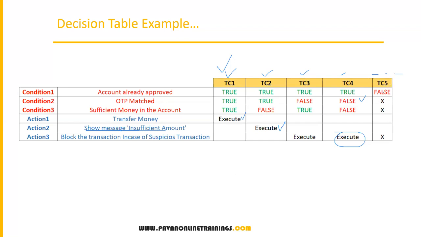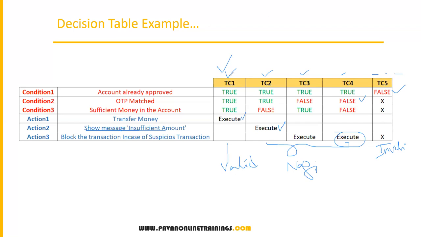Suppose the account is not approved. When I say false, it means the account is not approved. If the account itself is not approved, there is no chance of OTP match or having sufficient money, right? So this is an invalid test case. And these three are the negative test cases, and the first one is a valid test case.